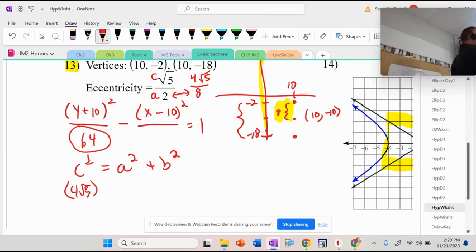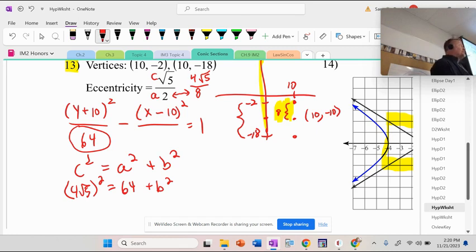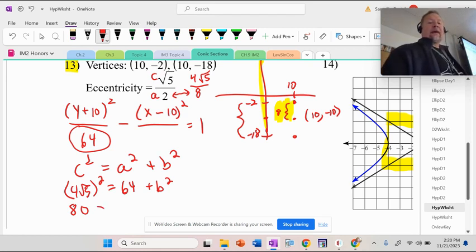So c squared equals 8 squared, 64. We already know that. Plus b squared. And then what's 4 squared? 16. What's √5 squared? 5. What's 16 times 5? 80. 16 times 5: 5 times 10 is 50, 5 times 6 is 30, 50 plus 30. So mental math, instead of trusting your calculator all the time. When I subtract 64, what do you get? 16.